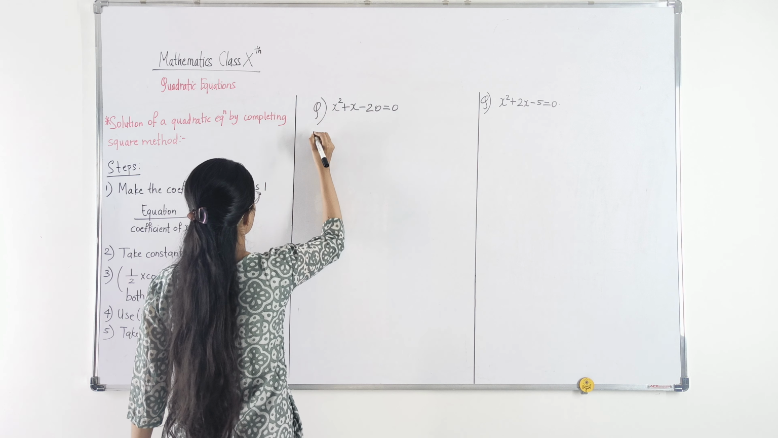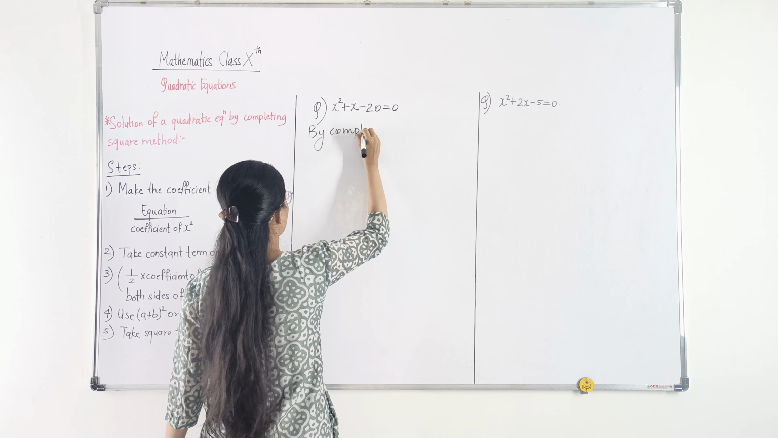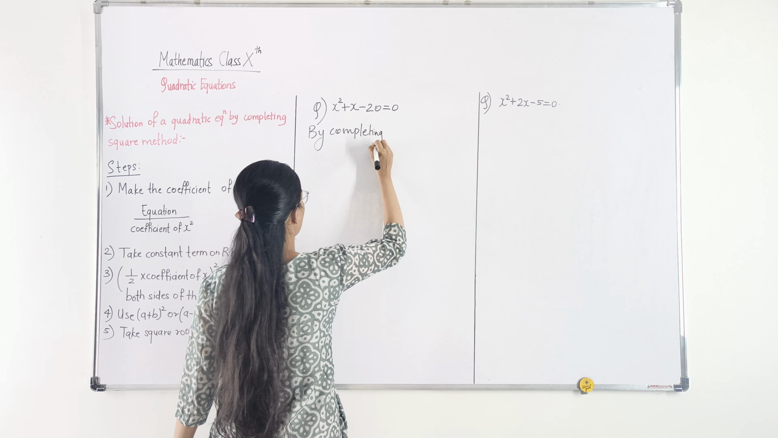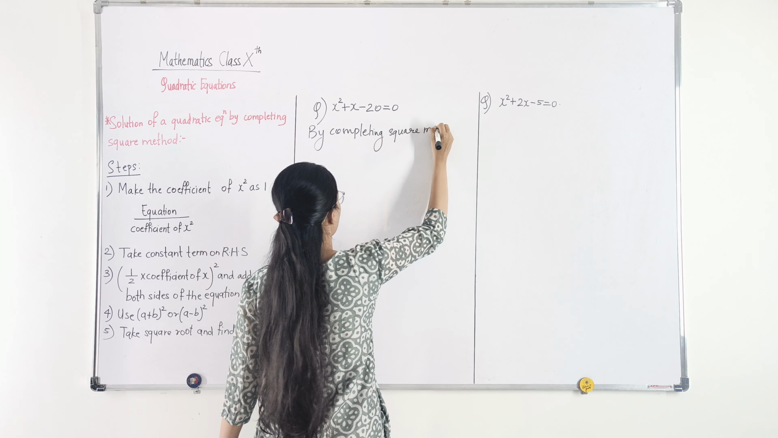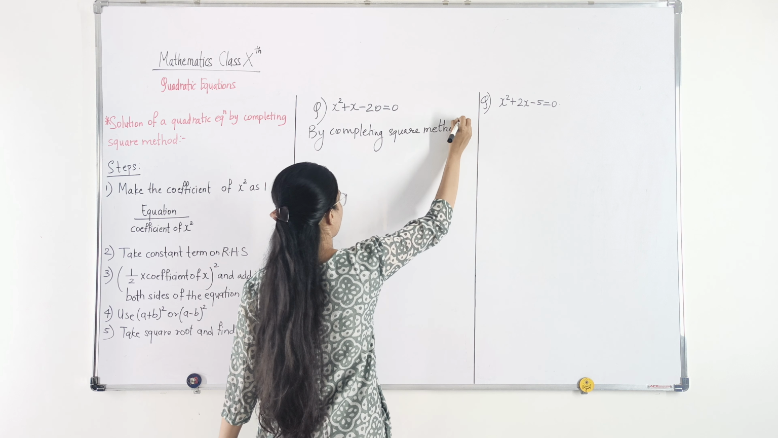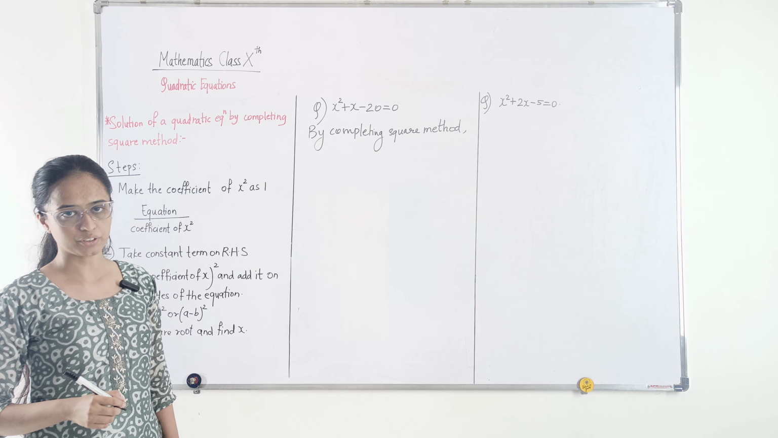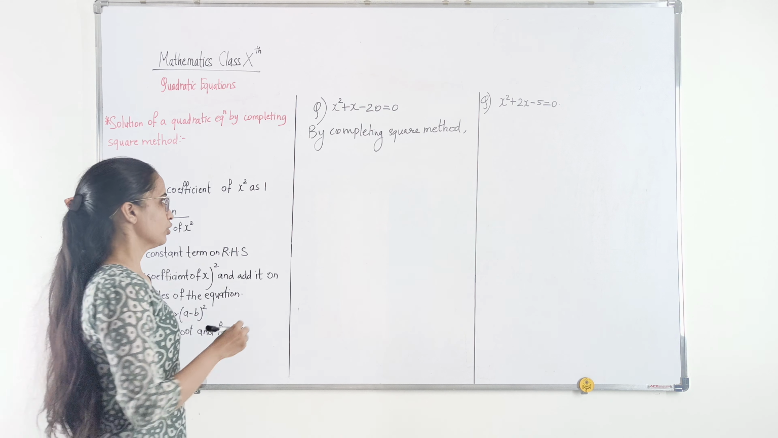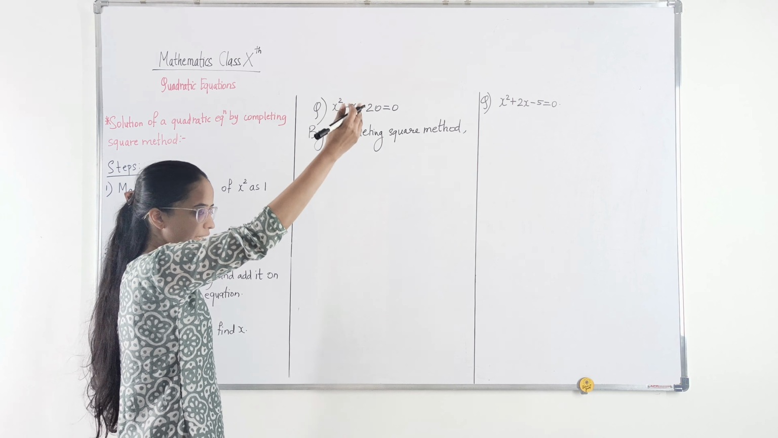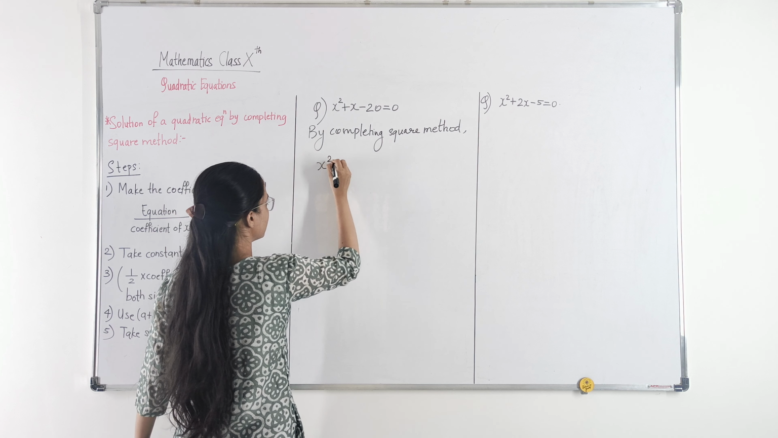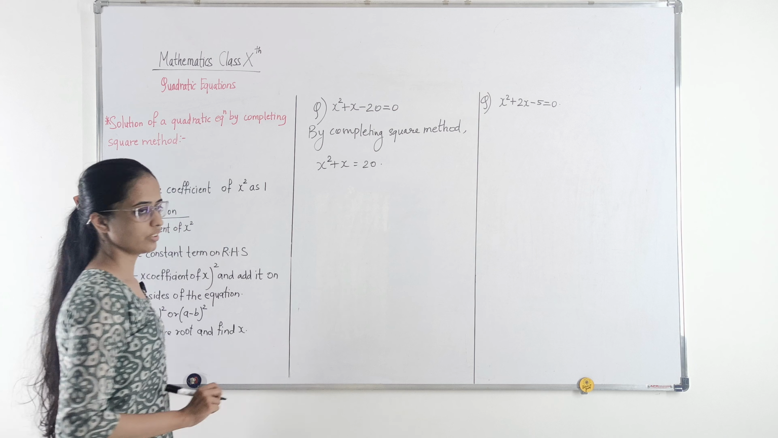So, you would write, by completing square method, this statement is written in order to indicate that you are following the completing square method to solve the given equation. So we would shift minus 20 on the other side, that is on the right hand side. So if minus 20 gets shifted on the right hand side, it becomes plus 20. This is your step number 2.